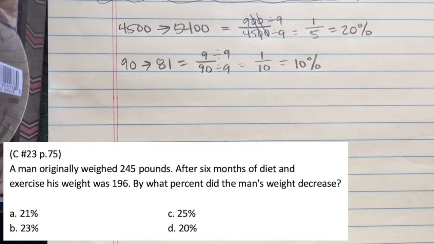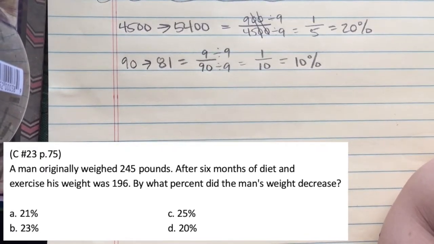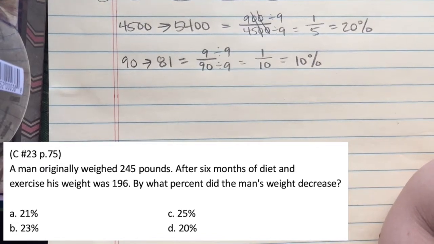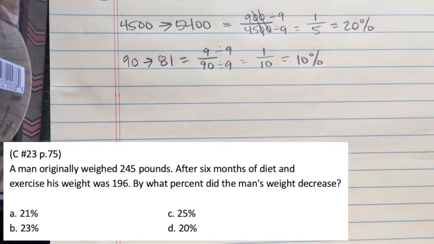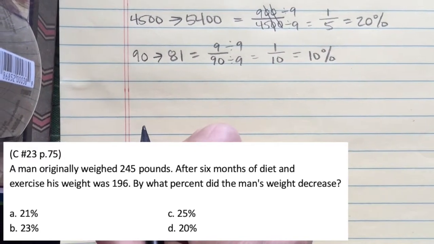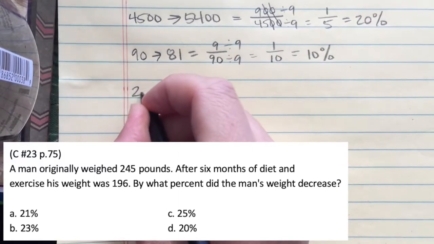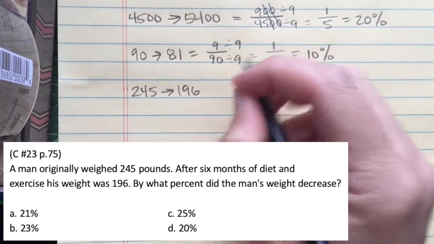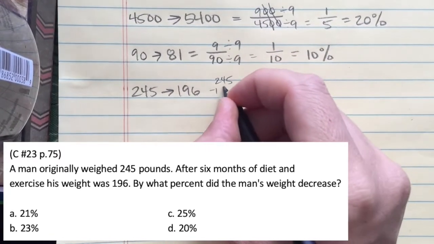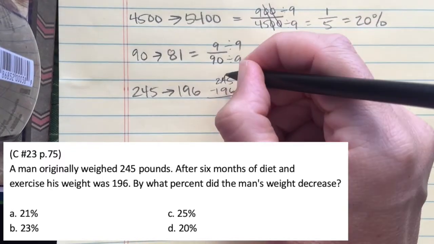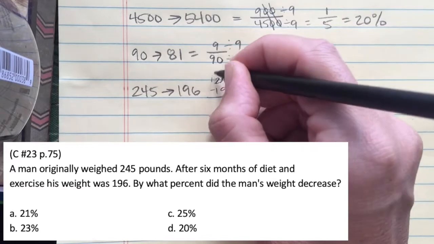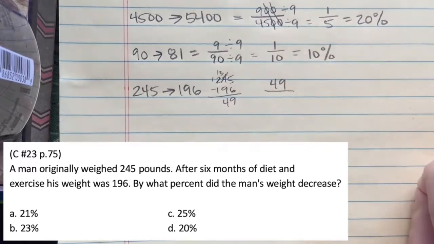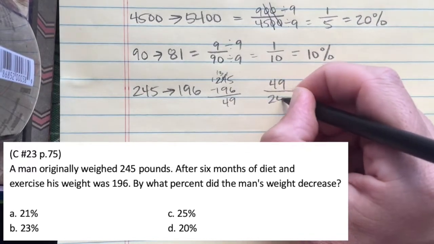All right, for this last one, a man originally weighed 245 pounds. After 6 months of diet and exercise, his weight was 196. By what percent did the man's weight decrease? Okay, so we went from 245 to 196. So 245 minus 196. So that is a change of 49, and the original is 245.